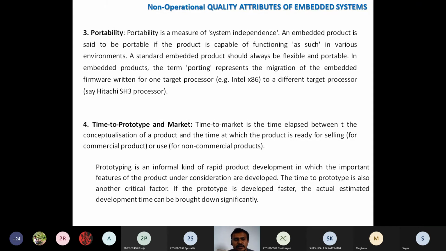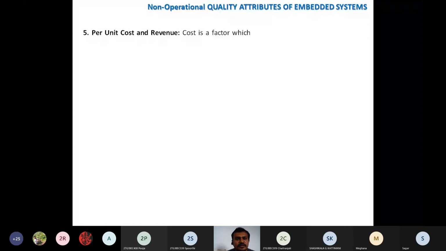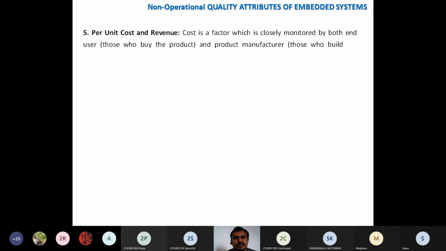Considering all those things, once I have the idea, then when are we going to start? The faster we bring that idea into the lab, the faster is the development of that embedded system. That is nothing but time to market. Then after designing that idea, having the time to prototype and time to market, comes what will be the revenue and what will be the cost per unit.